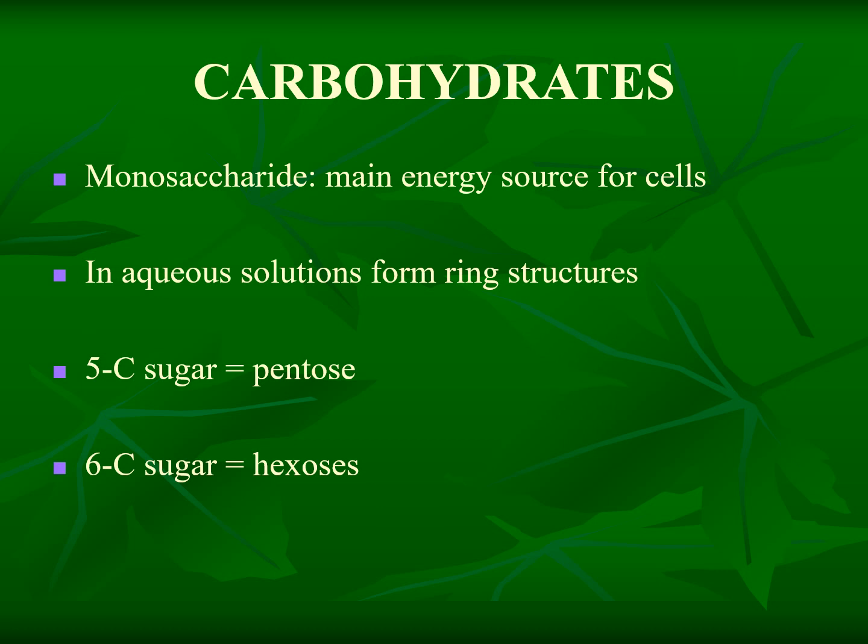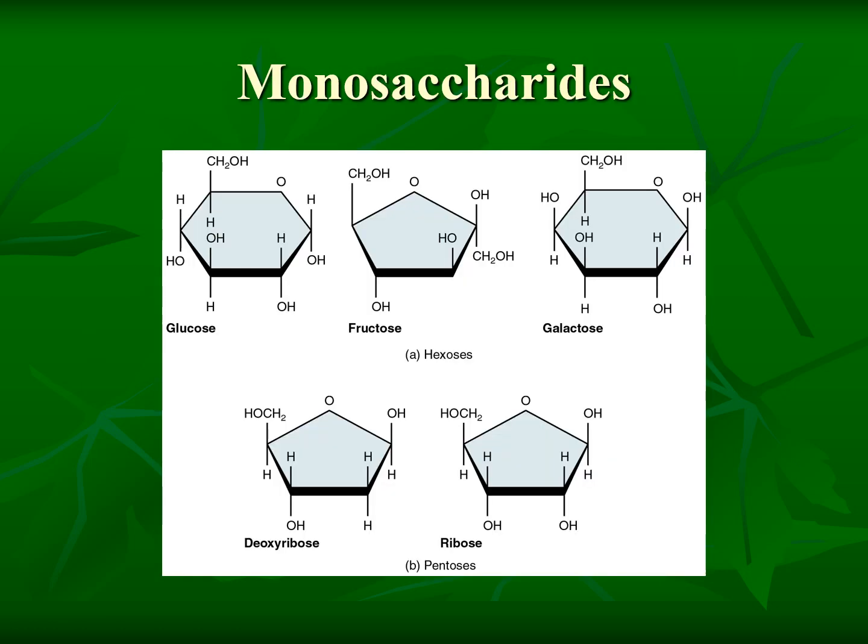When they're in an aqueous solution, they tend to form ring structures. Two main types that we talk about in biology. We have pentoses, which are a sugar that contains 5 carbons, and then hexoses contains 6 carbons. And this just shows you an example of some of the common monosaccharides. As I said, they will be in a ring structure.